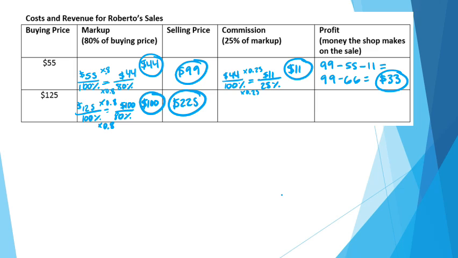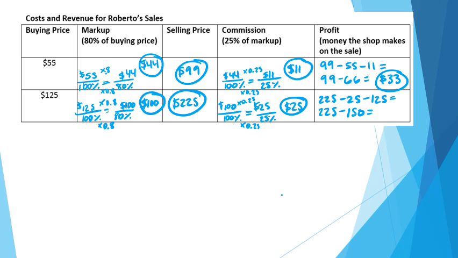My commission is 25% of my markup. So again, $100 is my markup. That's 100%. 25% of that is going to be $25. Again, my scale factor is 25/100, just like it was up above. And so $25 is my commission. So now I'm going to take out all those expenses to find my profit. So I sold it for $225, but I'm also going to subtract 25, and I'm going to subtract 125 because that was my buying price. So 225 minus 150 would give me $75 as my profit.